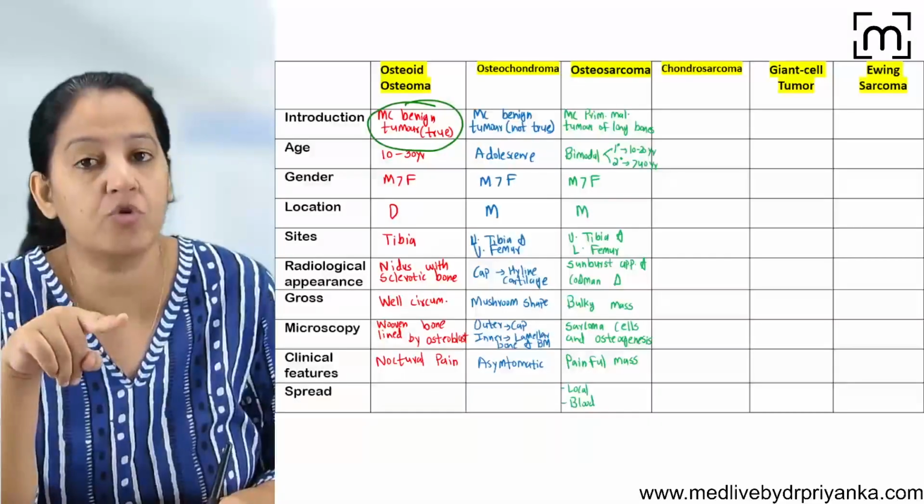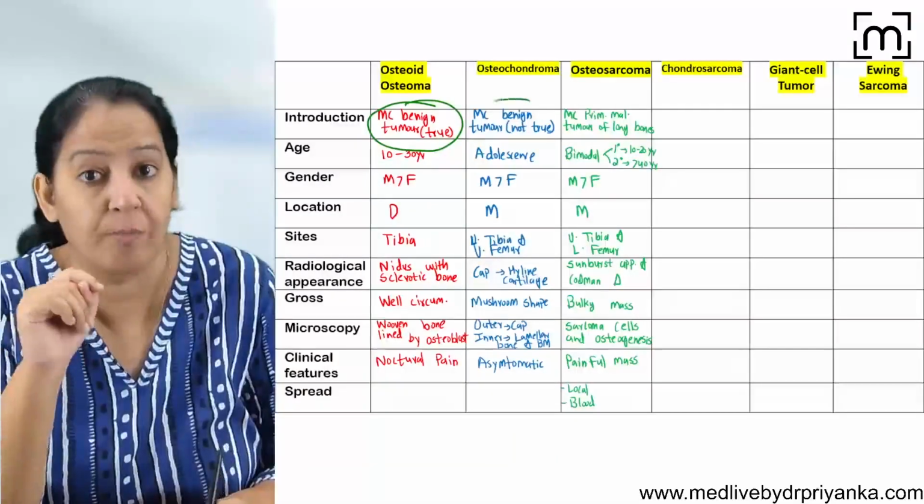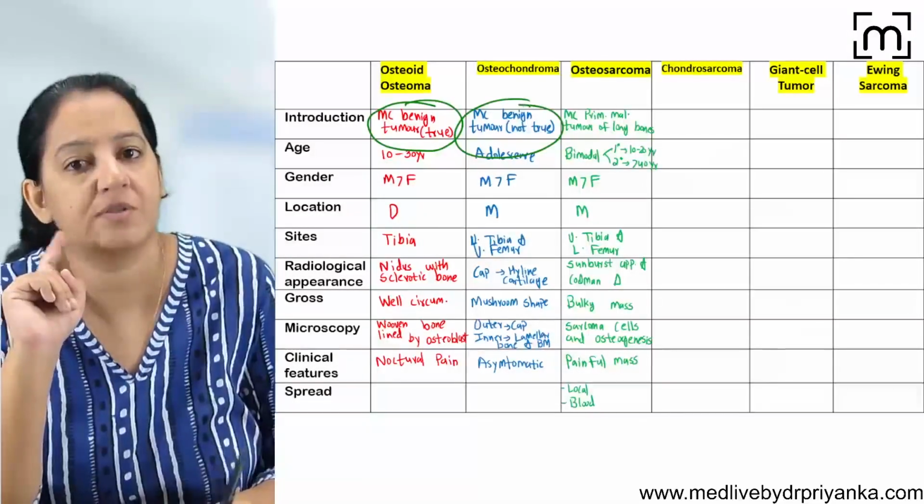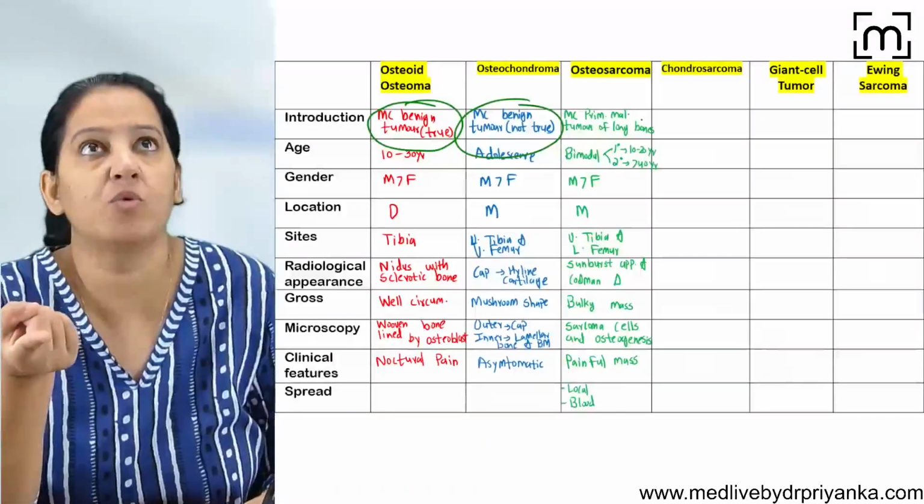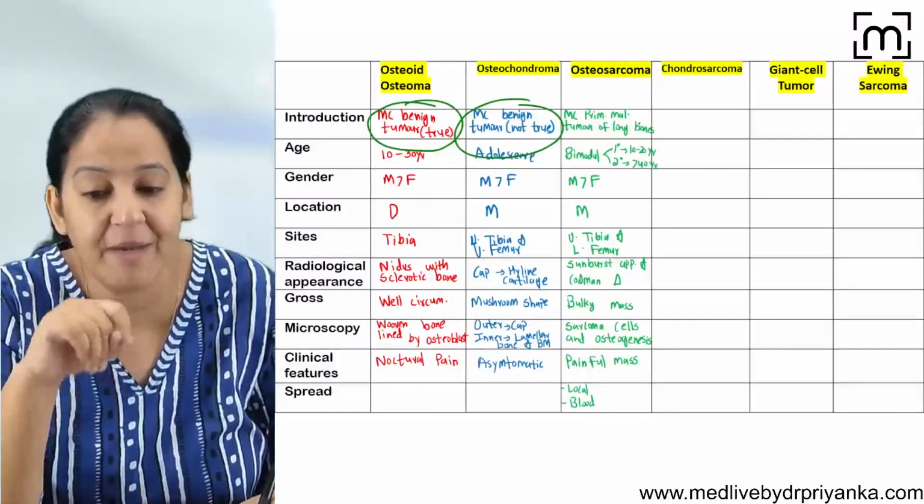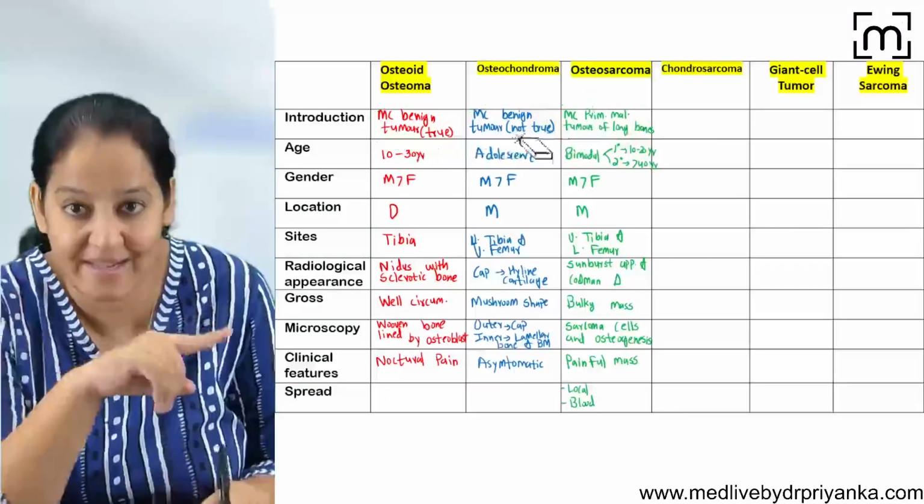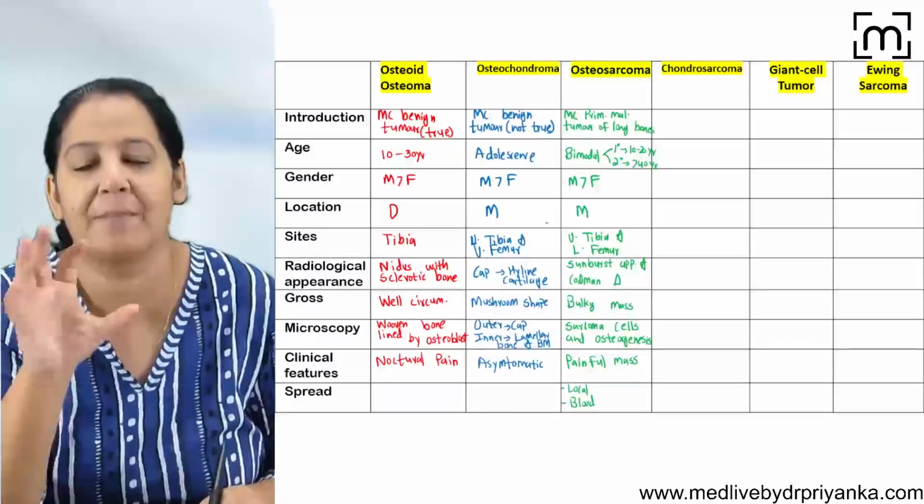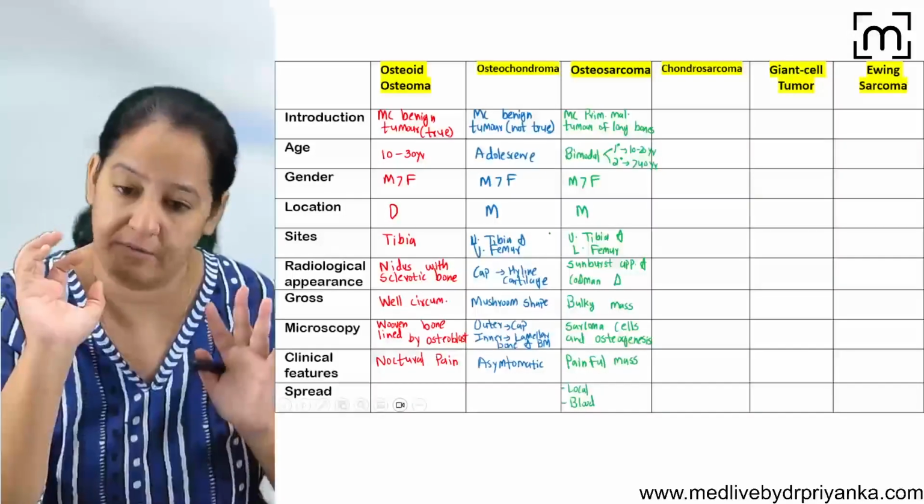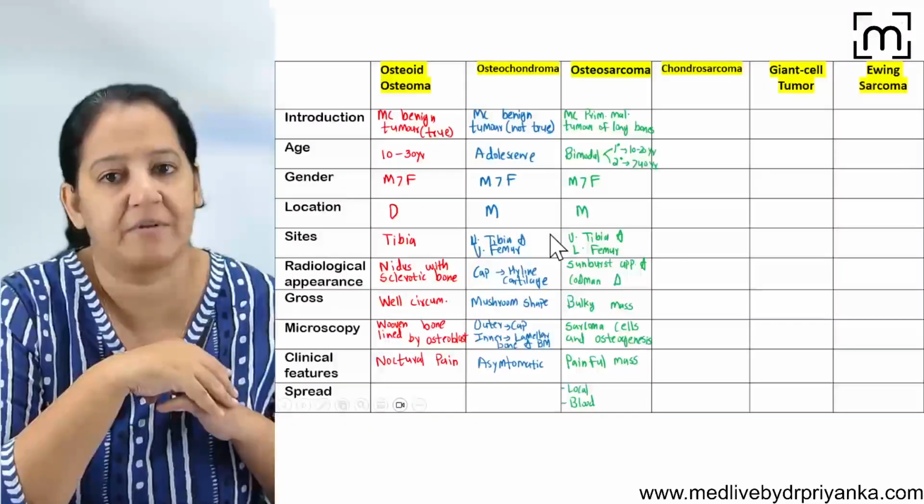If I ask you the most common benign tumor of the bone, but not a true benign tumor, it's osteochondroma. If I ask you the most common malignant tumor among the primary bone tumors, the answer is osteosarcoma. So see the three things, and that's why comparison is important. This comparative table is going to be a very important table for last time revision.